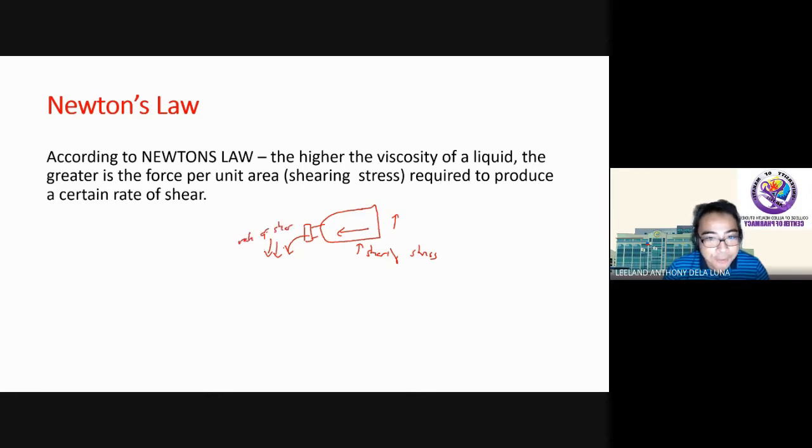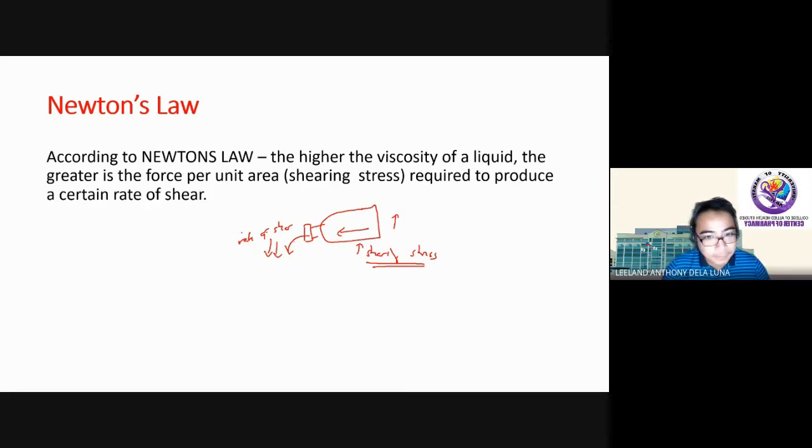So, how fast does it flow out of the bote? Again, class, pag mataas ang viscosity ng isang liquid, kailangan niya ng mataas na force, which is the shearing stress, para mag-flow out. Now, gaano kabilis yung pag-flow niya would be dependent on the rate of shear. Rate of shear, meaning yung flow ng liquid natin. Right?